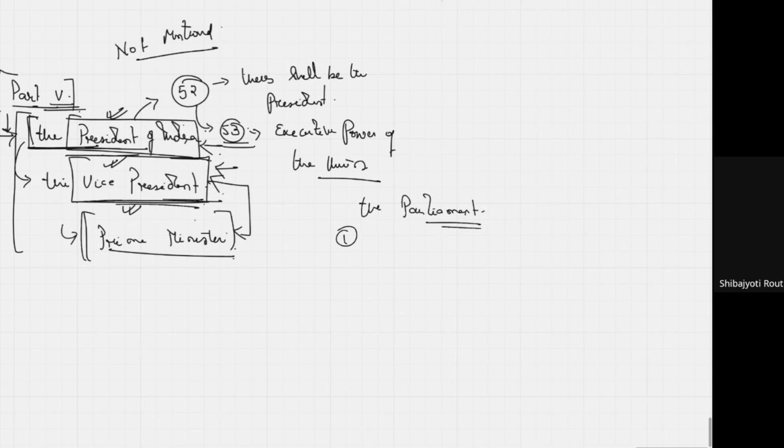Sir, President, Rajya Sabha, Lok Sabha. Yes, the chronological order is important. In one of the JNE questions, they asked the very same thing. The only thing that they changed was the chronological order.